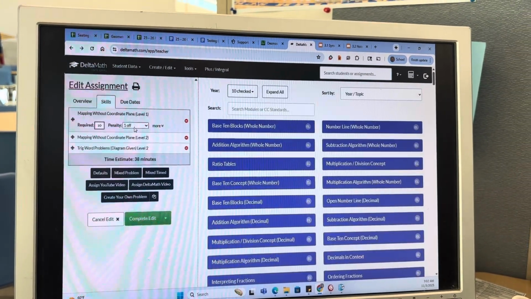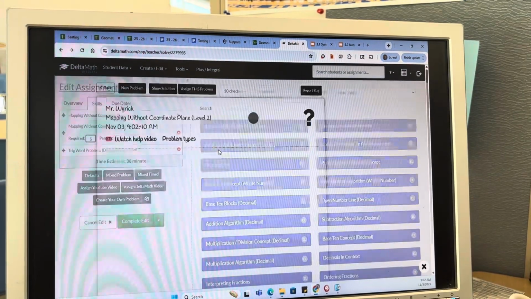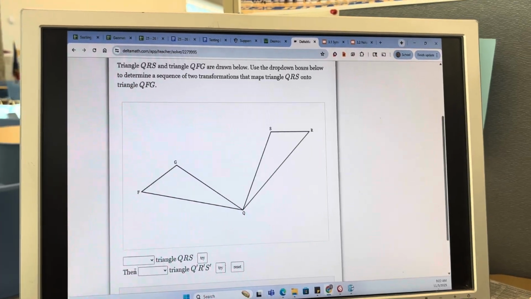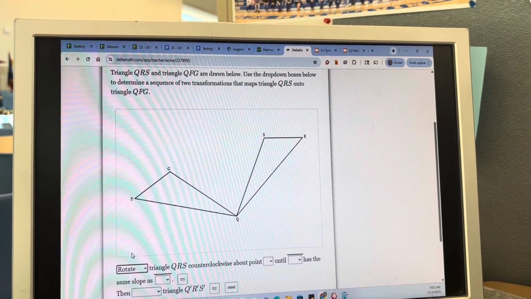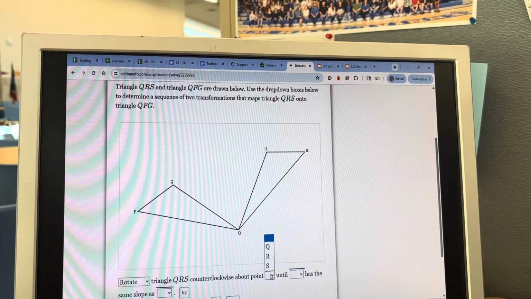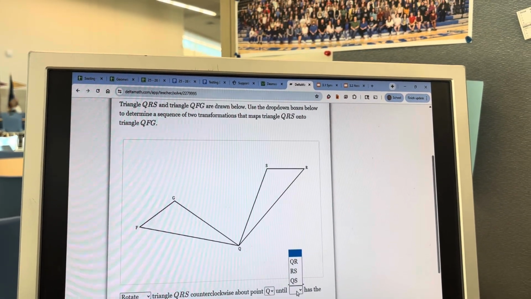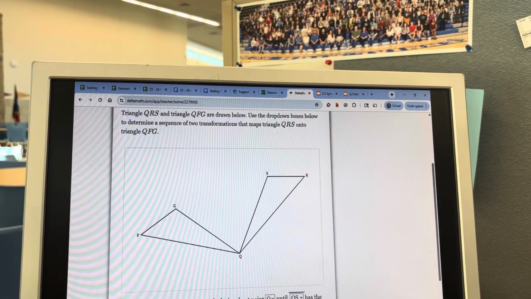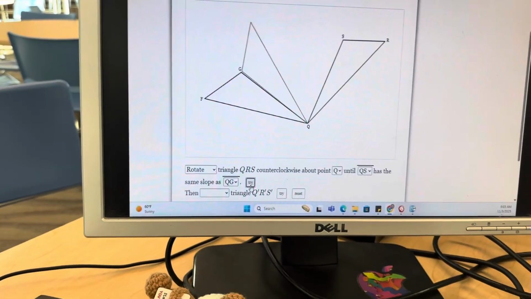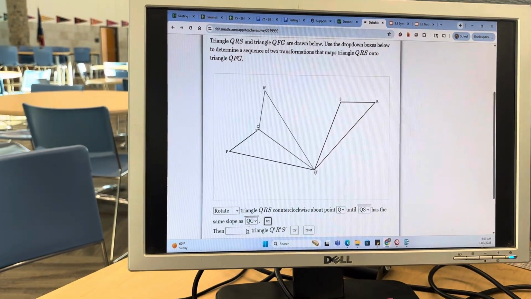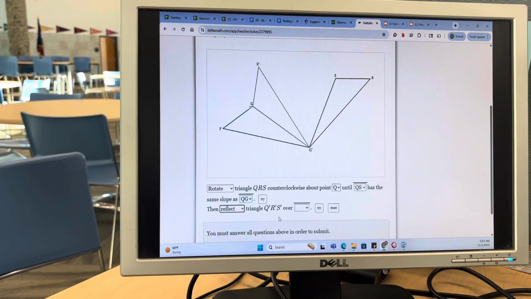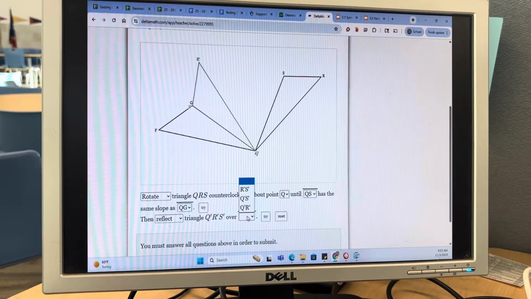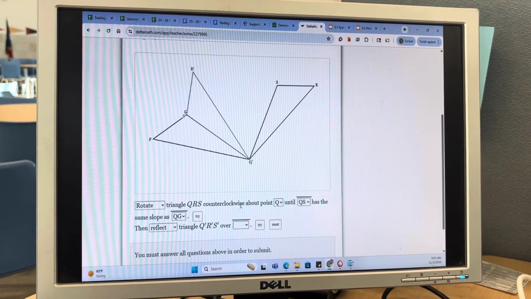Okay, so then we go to level 2. And level 2 is going to be the exact same thing. It's just going to require more than one. So we are going to rotate triangle QRS about point Q until we'll say QS has the same slope as QG, and I can try that, and I can see that they go like this. And then I'm going to reflect that new one. That's Q prime, R prime, S prime. We put these primes up there after we have a transformation. And we're going to reflect that over, should be Q prime, S prime.